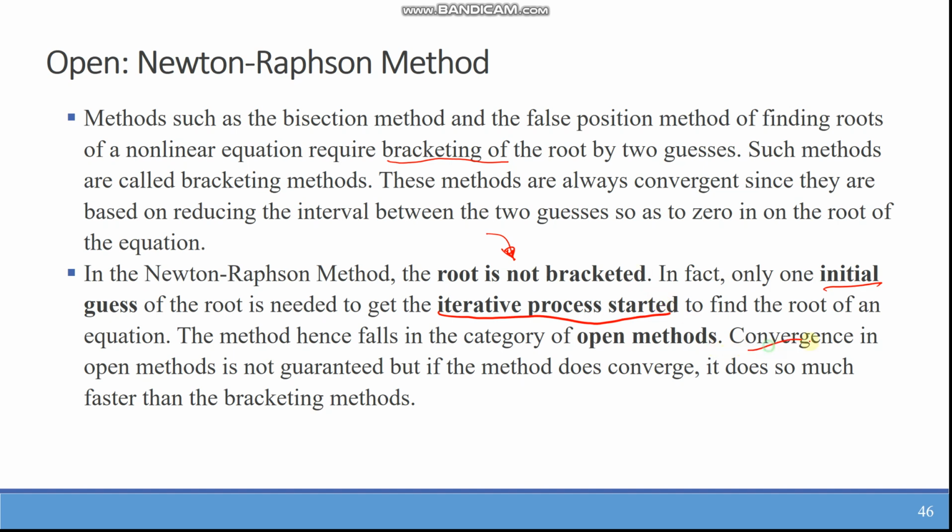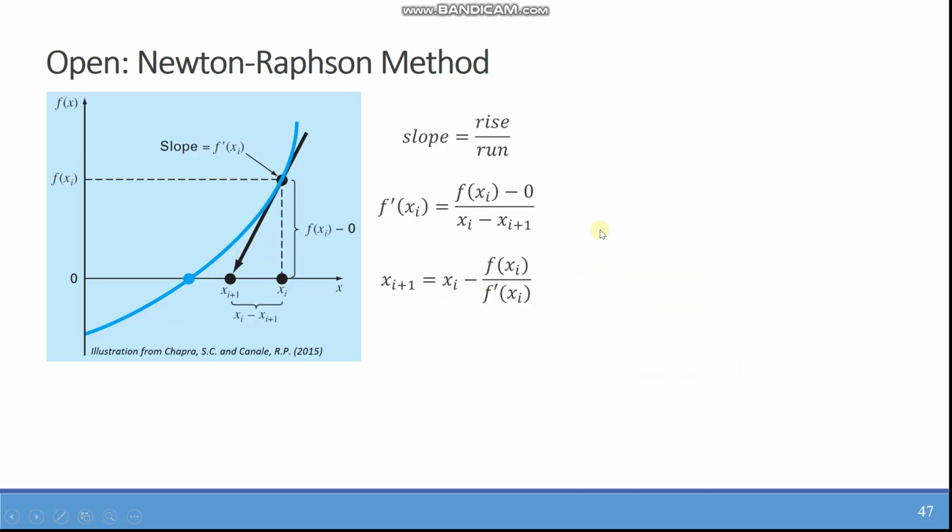Convergence in the open methods is not guaranteed, but if the method does converge, it does so much faster than the bracketing methods. So that is the advantage with the Newton-Raphson. The open methods converge faster than the bracketing methods, if there is a convergence. So here is the derivation of the Newton-Raphson method. Again, in the Newton-Raphson method, we make use of the tangent line.